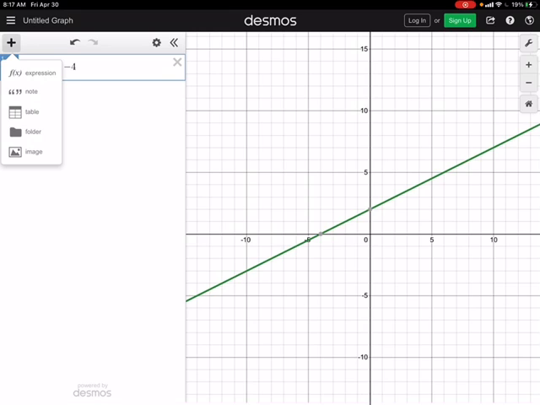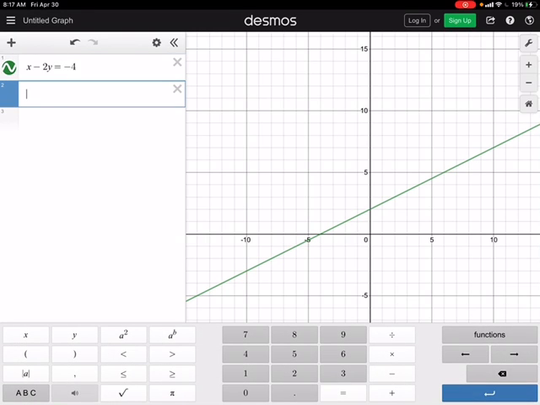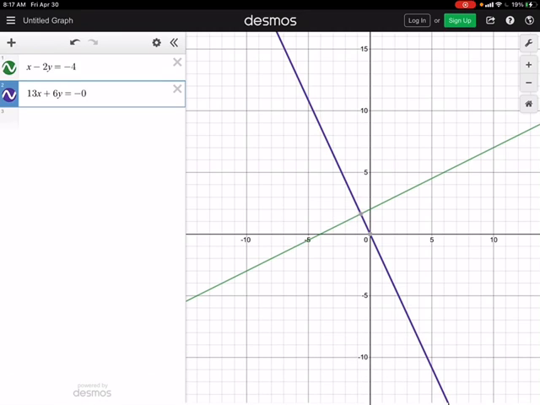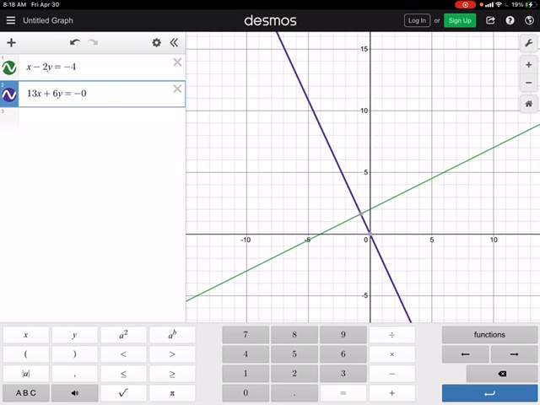So we're going to put in another expression, which was the other one, 13x plus 6y equals negative 30. Okay, so now we got both of our lines here, and we can see right here where they intersect is the solution. Oh wait, you know what? This is not right. This should be negative 30. Yeah, I don't know why that didn't go in right.